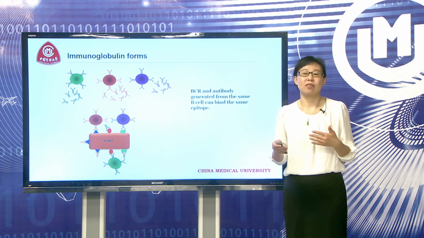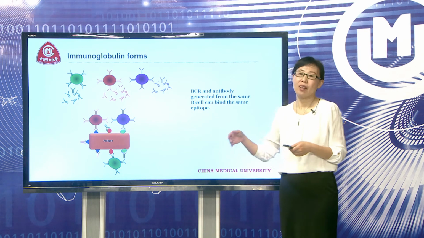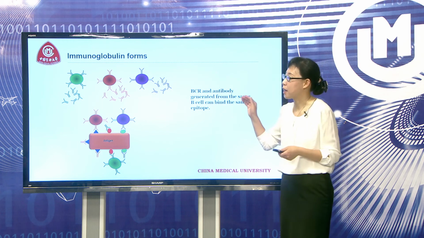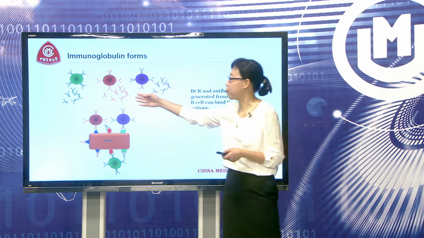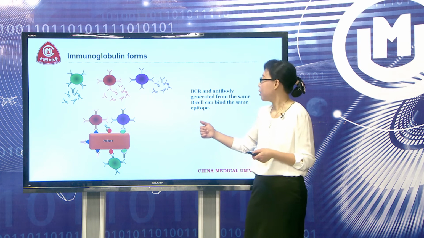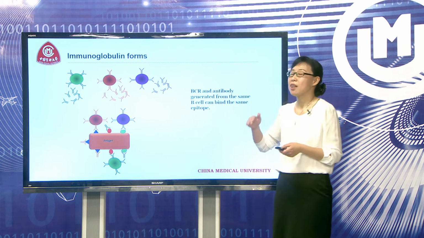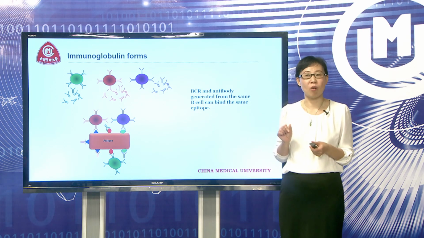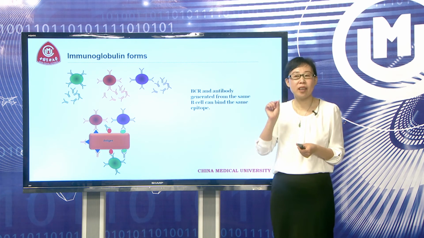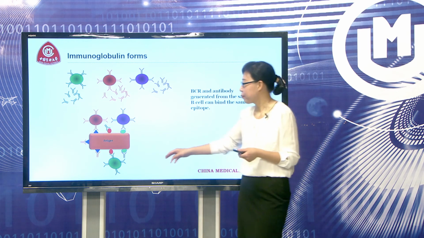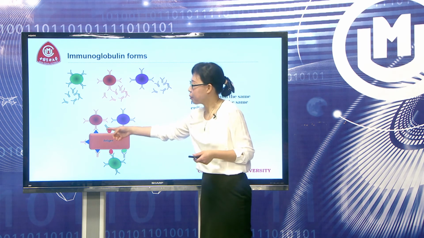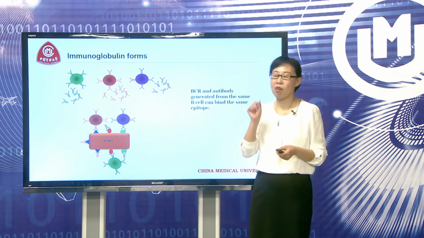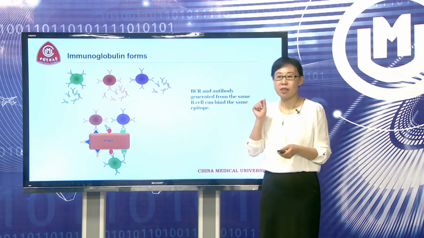When the antigen with several epitopes invades our body, different B cell clones can be activated, and they can produce many kinds of antibodies. So here I want to emphasize that the BCR and the antibody generated from the same B cell clone can bind with the same epitope. So B cells and their corresponding antibodies bind the same epitope. So this is called antigen-specific binding.